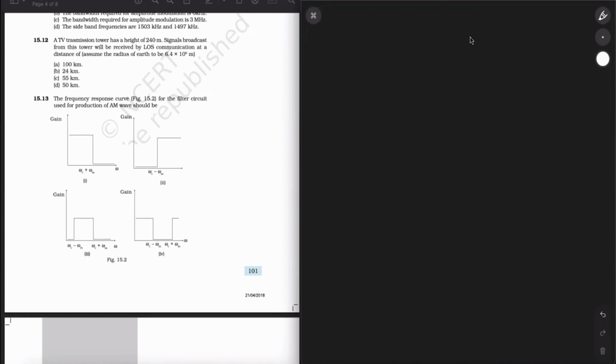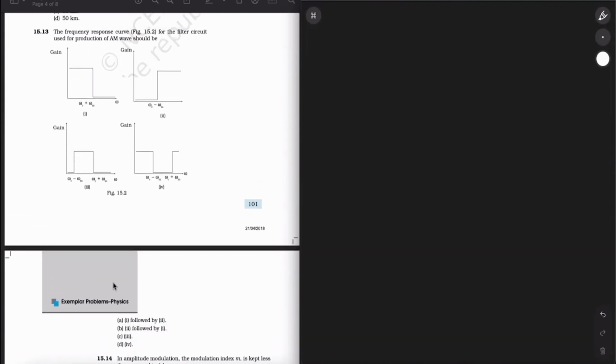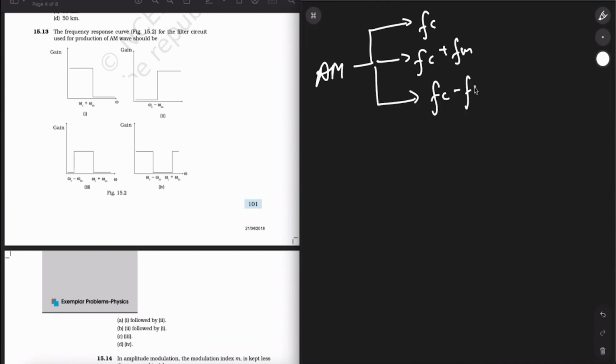Now, next question is question number 13. The frequency response curve for the filter circuit used for production of AM wave should be... gain. So these are the options that have been given to us. The key concept behind this is again the sideband frequencies. The amplitude modulated wave will contain 3 frequencies, namely FC plus FM, which is the upper sideband, and FC minus FM, which is the lower sideband.